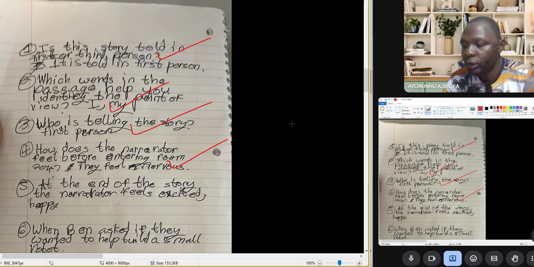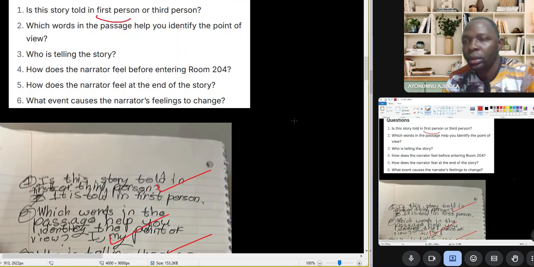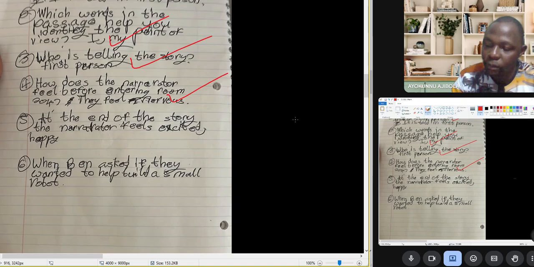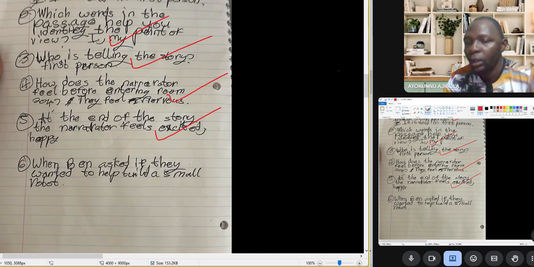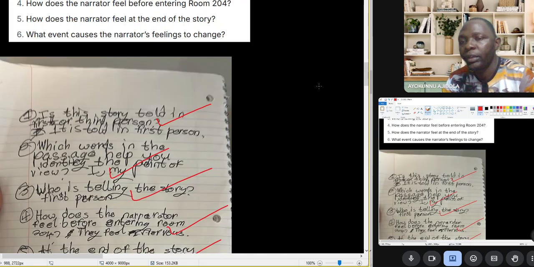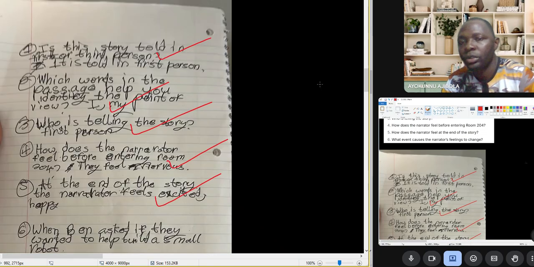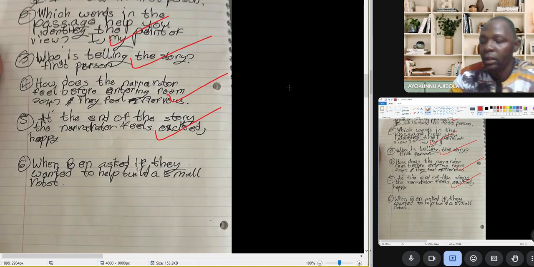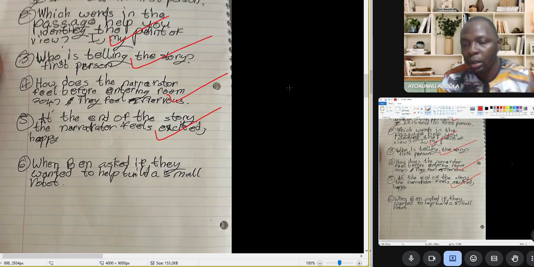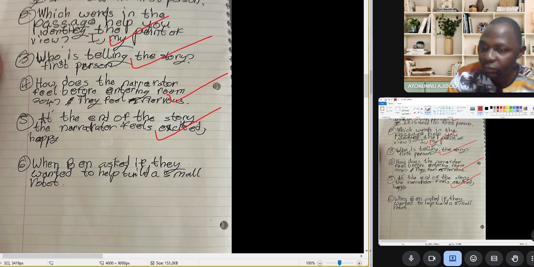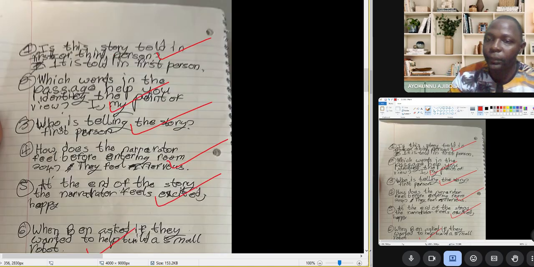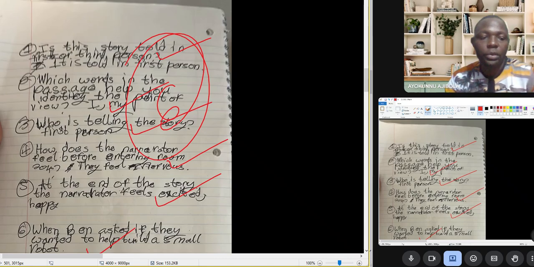And in the room, how does the narrator feel at the end of the story? Excited, eager and happy to return. Yeah. So, what event causes the narrator's feelings to change? Ben welcomes the narrator and invites them to build a robot. Okay. So I can say you got everything here. So that's a good job.